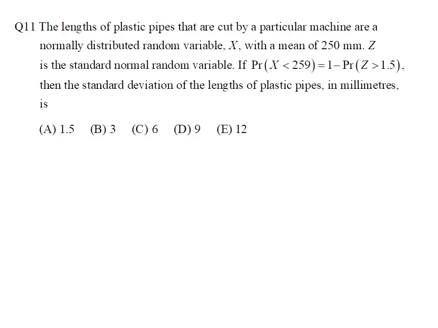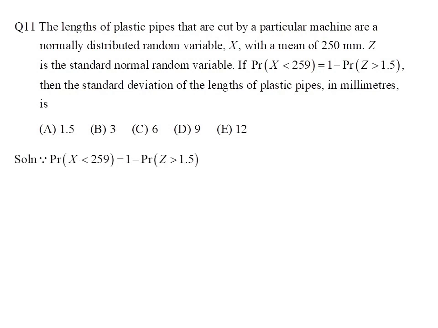Question 11 is a normal probability distribution related question. It states that the lengths of plastic pipes that are cut by a particular machine are normally distributed random variable x with mean of 250 millimeter. Z is the standard normal random variable. The question is that if PR of x is less than 259 equals 1 minus PR of z is greater than 1.5, then identify the standard deviation of the lengths of the plastic pipes from 5 given choices.